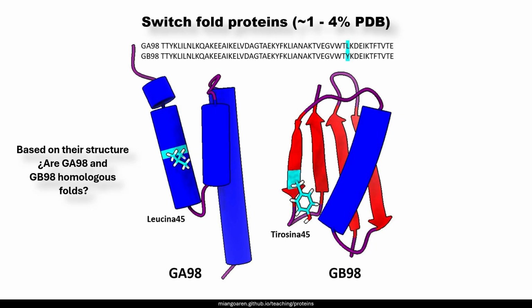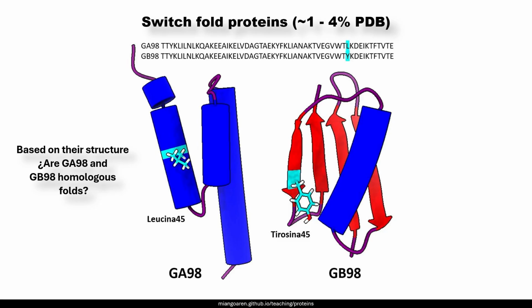And it turns out that they are homologous at the sequence level, as you can see, because their entire sequence is practically shared in its entirety, except for a single residue, which is indicated in cyan. In the case of Ga98, it is a leucine residue, while in GB98 it is a tyrosine residue, and since this mutation was carried out, its results at a structural level are completely different, such that the folding changed completely.